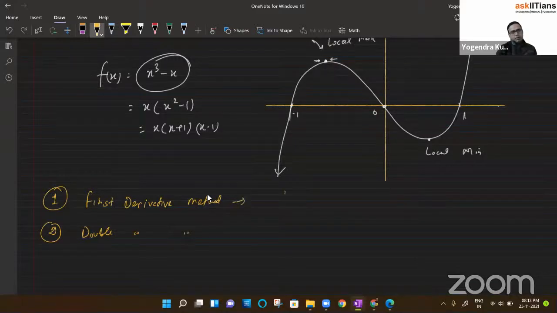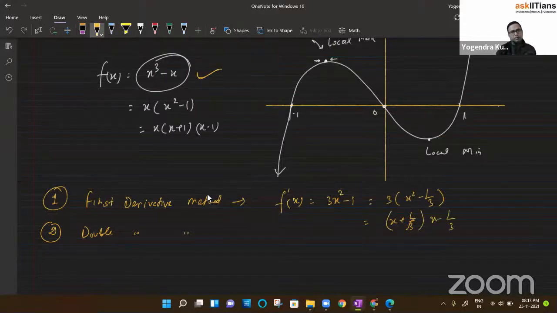In the first derivative method, we just differentiate once and check in what intervals it becomes positive and negative. So if I take the same question, f dash of x becomes 3x square minus 1. Now I can take 3 common, and it is x square minus 1 by 3. Then we get x plus 1 by root 3 and x minus 1 by root 3.